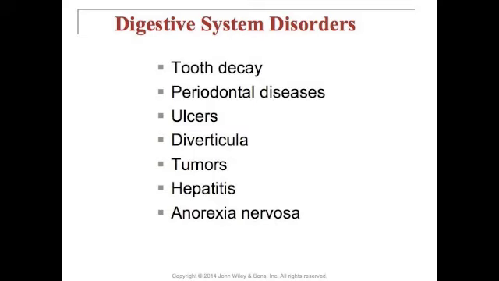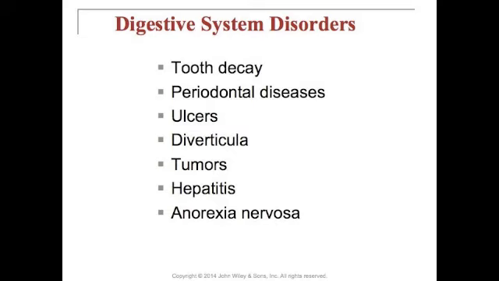Digestive system disorders. Tooth decay, or dental caries, involves a gradual demineralization of the enamel and dentin. If untreated, microorganisms may invade the pulp, causing inflammation and infection with subsequent death of the dental pulp and abscess of the alveolar bone surrounding the root's apex, requiring root canal therapy.